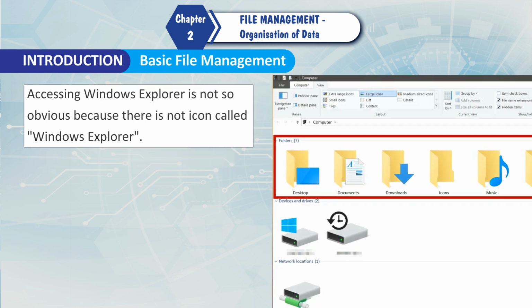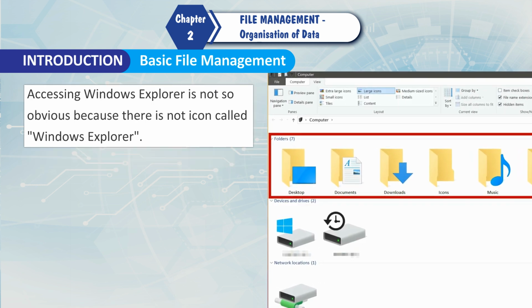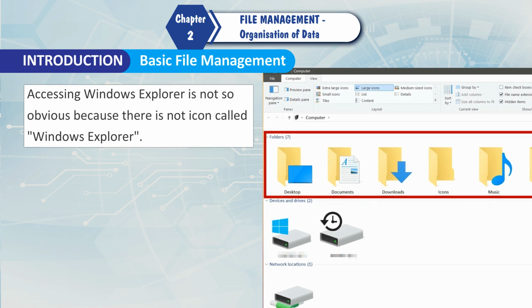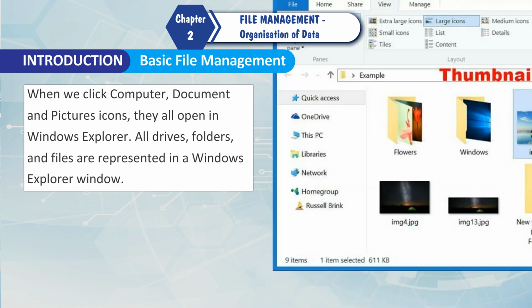Accessing Windows Explorer is not so obvious because there is no icon called Windows Explorer. When we click the Computer, Documents and Pictures icons, they all open in Windows Explorer. All drives, folders and files are represented in a Windows Explorer window.